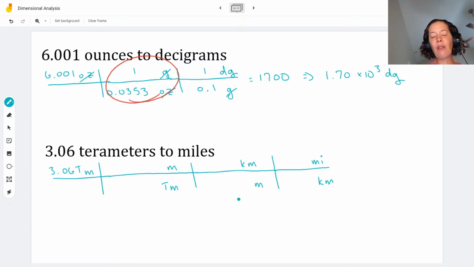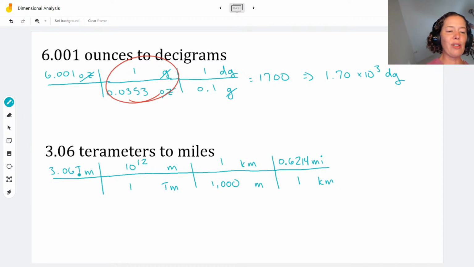Again, you can see that these 2 conversion factors here, you can combine them into one if you want, or you can do like I'm going to do, and just go to the base unit first and then switch where you need to switch. Okay, so there are a lot of meters in 1 terameter. That's 10 to the 12th. And then, of course, there are 1,000 meters in 1 kilometer. And we have 0.6214 miles in 1 kilometer. Okay, so we can have our terameters cancel, our meters cancel, our kilometers cancel, and we're left with miles.